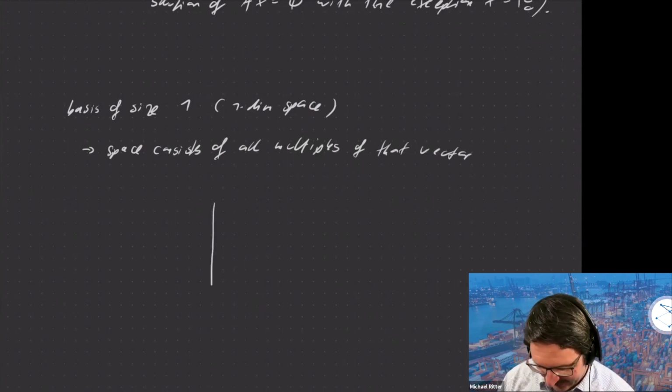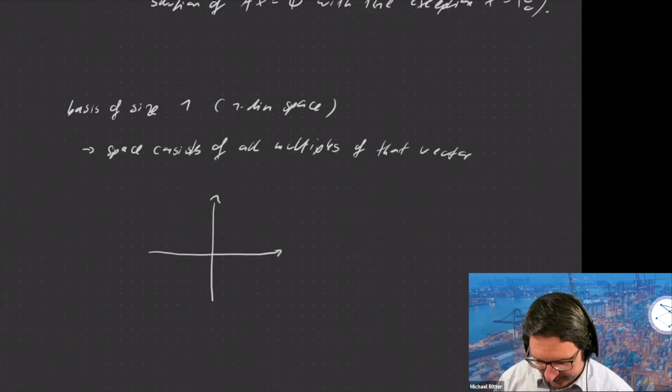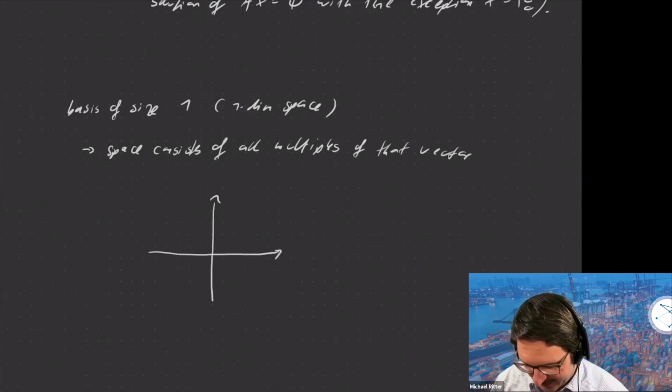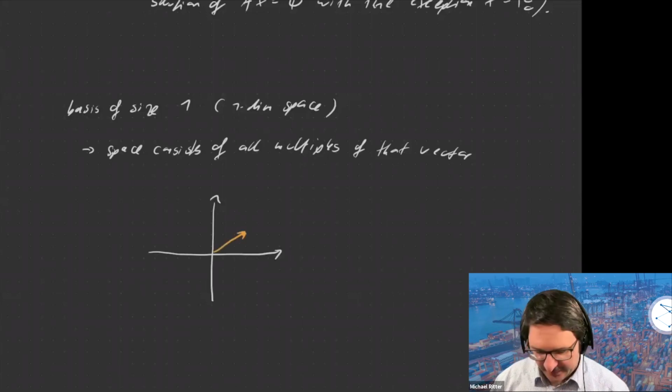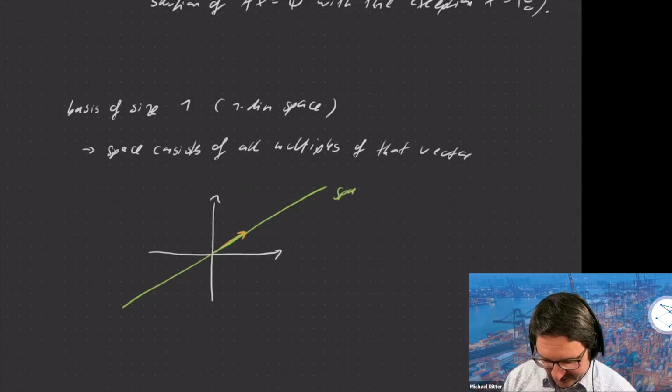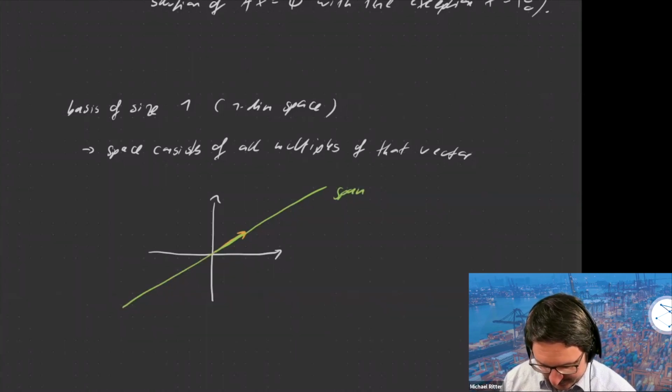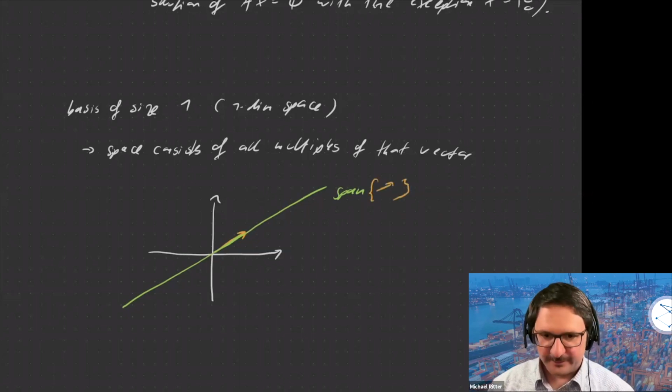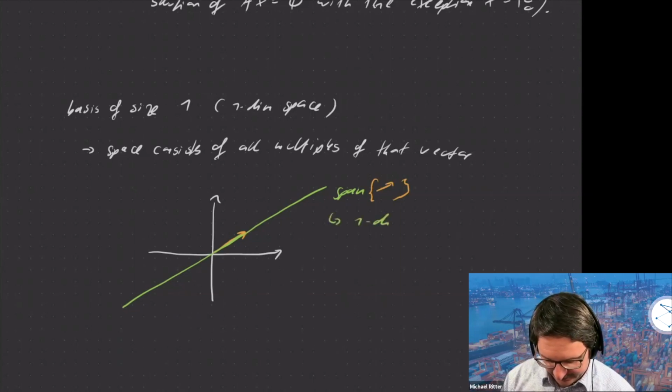So for example, let's do this in R2. If we have a basis that consists of one vector, maybe that could be this vector here. Then the space itself consists of all multiples of that vector, any positive multiple, any negative multiple. So that would be the space, right? So this here is the span, if you want, of this vector. Okay, so that's a one-dimensional subspace. So that does not consist of just one point, but of infinitely many points of a line.